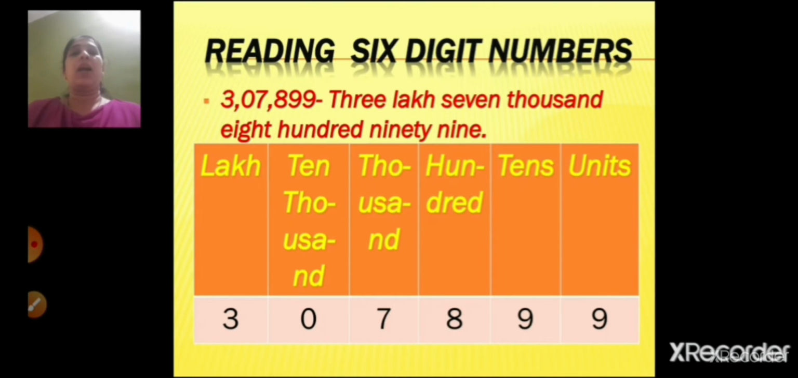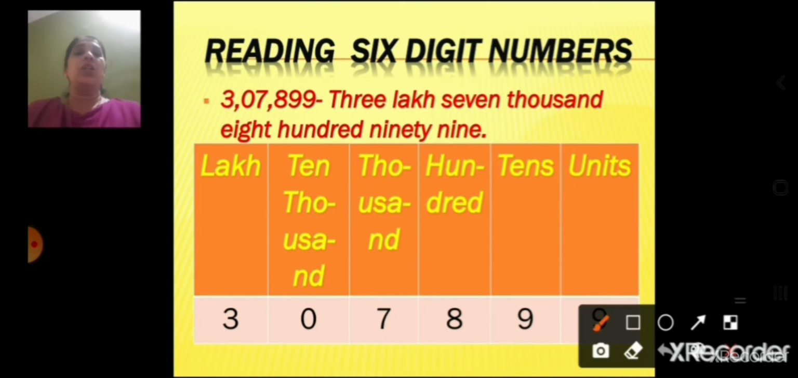307,899, right? Again we will make a table, units, tens, 100, 1000, 10,000 and lakh. We will arrange these numbers in the table from our right hand side. 9 in the units place, 9 in the tens place, 8 in the hundreds place, 7 in the thousands place, 0 in the 10,000s place and 3 in the lakhs place. So how you will read this number? 3,07,899, right?